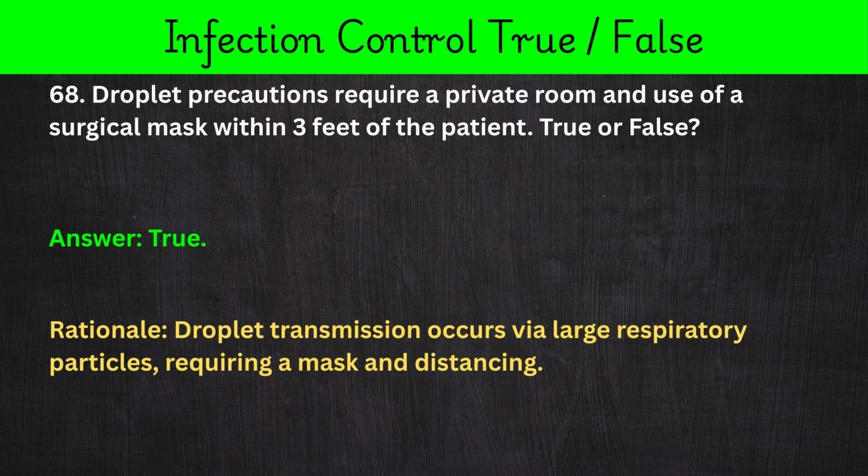68. Droplet precautions require a private room and use of a surgical mask within 3 feet of the patient. True or false? Answer: true. Rationale: droplet transmission occurs via large respiratory particles, requiring a mask and distancing.